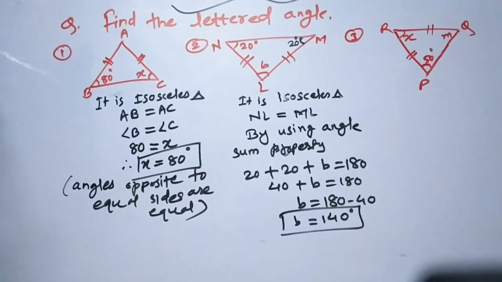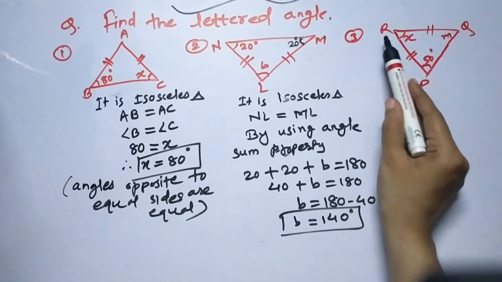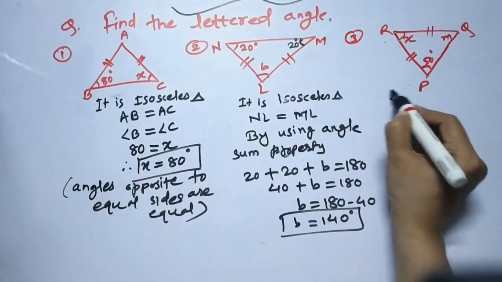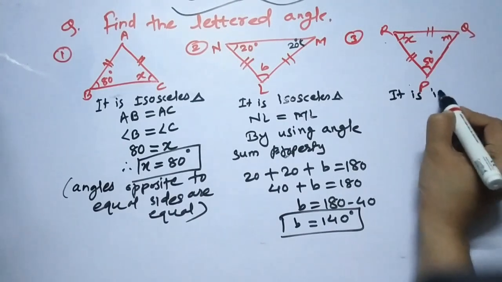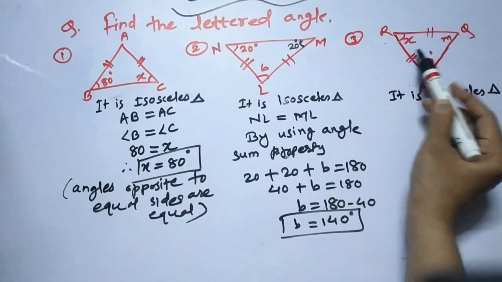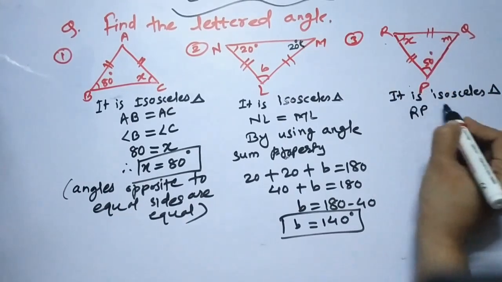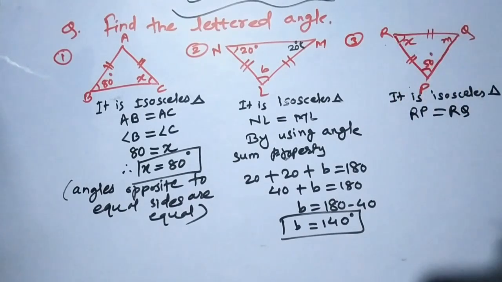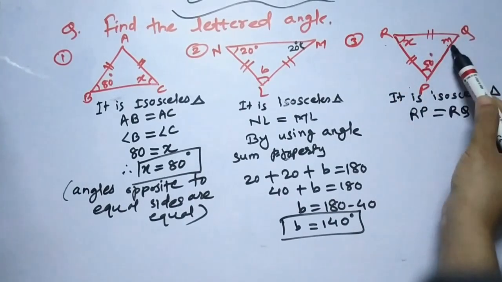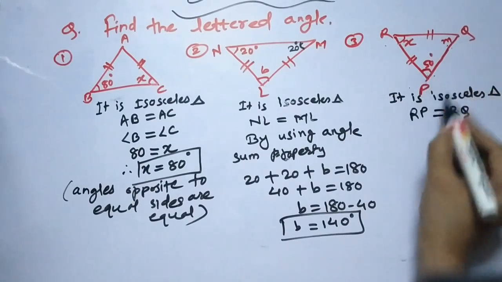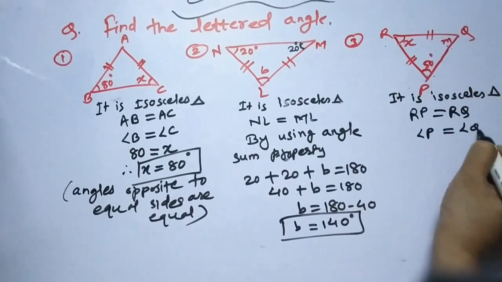So moving to the next question, here we are having triangle RPQ. So this is also what? An isosceles triangle. So friends, now the side RP here is equal to the RQ side. Angles opposite to equal sides are also equal. So you can say angle P is equal to angle Q, friends.